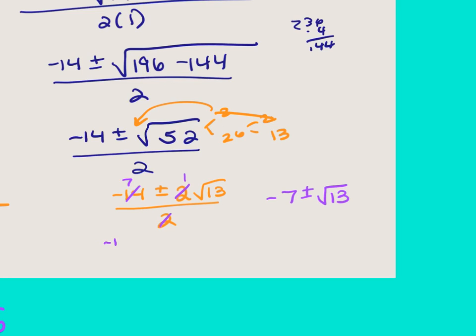If I had split it, negative 14 over 2 plus and minus 2 root 13 over 2. This is still negative 7. Those still cancel. Same answer. So I'd get negative 7 minus root 13, negative 7 plus root 13.